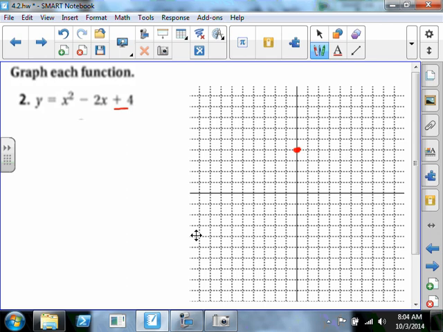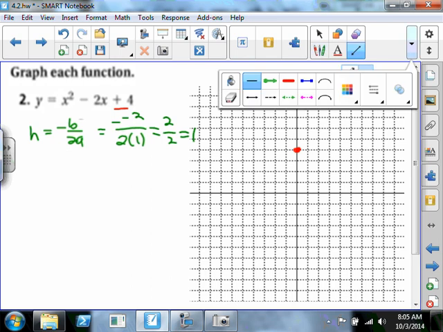So if you weren't here yesterday, we had two formulas. The x-coordinate of the vertex is found by this formula, -b/2a. Making some substitutions, we're going to have -(-2) divided by 2 times 1, which is going to be 2/2, which is 1. Once I get that, I could sketch this axis of symmetry.